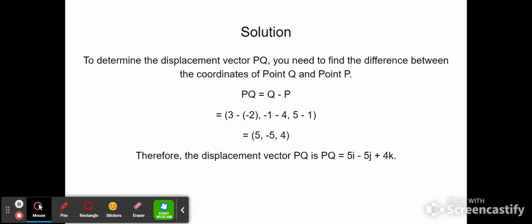Similarly, we calculate the y component and z component of the displacement vector by subtracting the corresponding coordinates. In this case, the x component is 3 minus negative 2, which is equal to 5. The y component is negative 1 minus 4, which is equal to negative 5. And the z component is 5 minus 1, which is equal to 4. Therefore, the displacement vector PQ is equal to 5i minus 5j plus 4k.